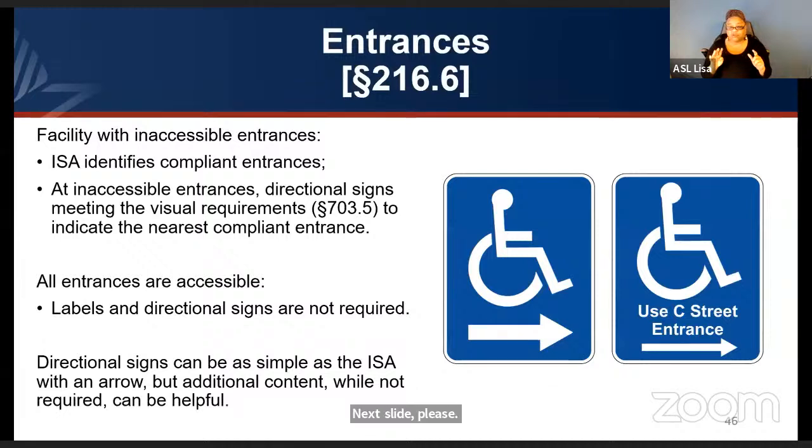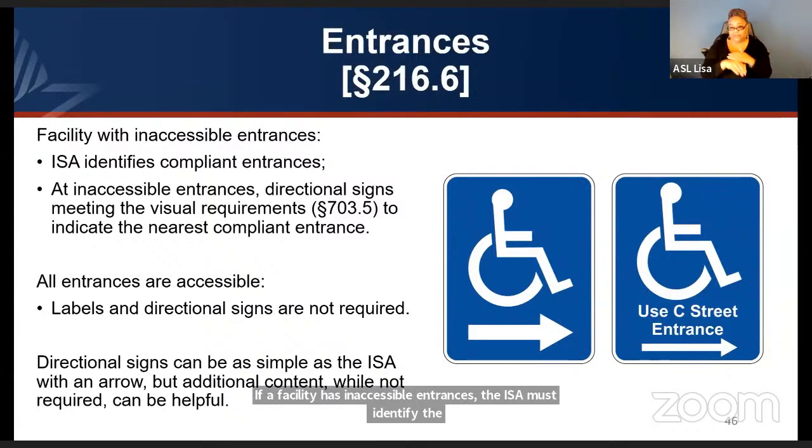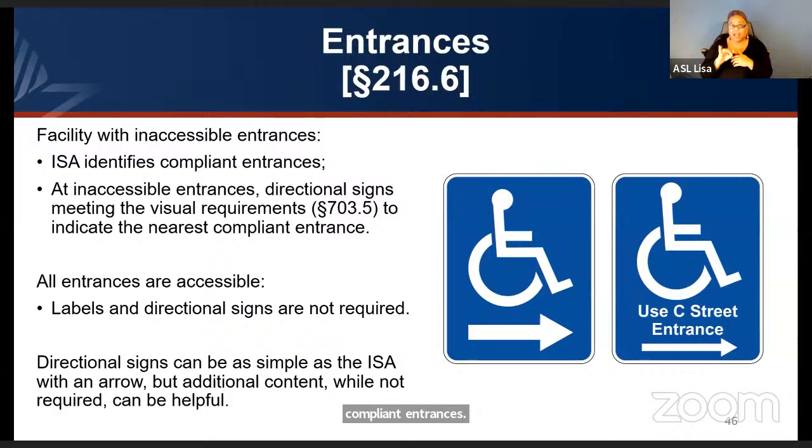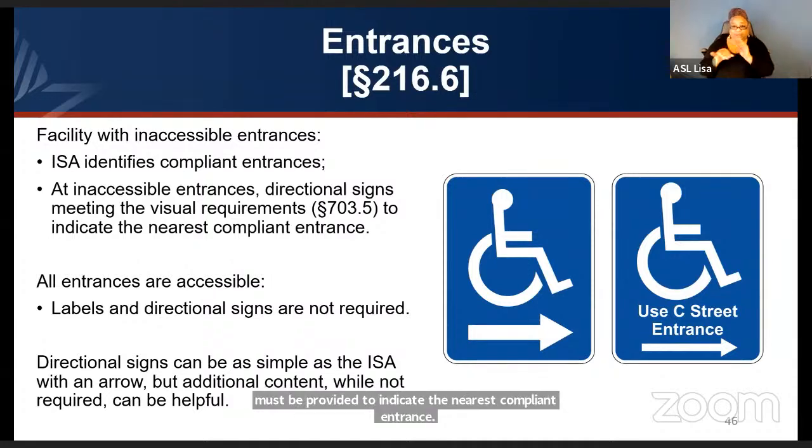Slide 46 focuses on entrances, which is provision 216.6. If a facility has inaccessible entrances, the ISA must identify the compliant entrances. At inaccessible entrances, directional signs meeting the visual requirements must be provided to indicate the nearest compliant entrance. If all entrances are accessible, these labels and directional signs are not required.